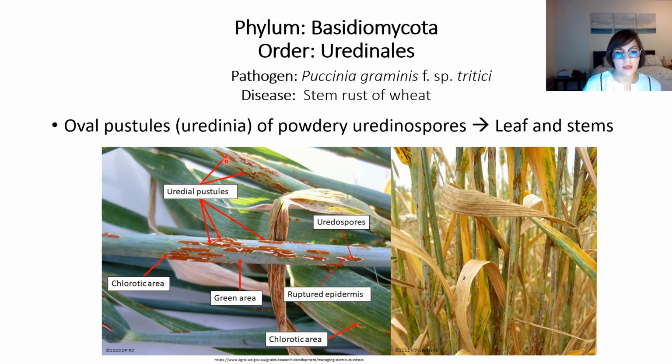Here we have the uredial pustules. Inside we have the urediniospores, and they become visible because the epidermis of the plant ruptures. We have healthy tissue over here, and usually around the pustules we have a chlorotic area surrounding them.